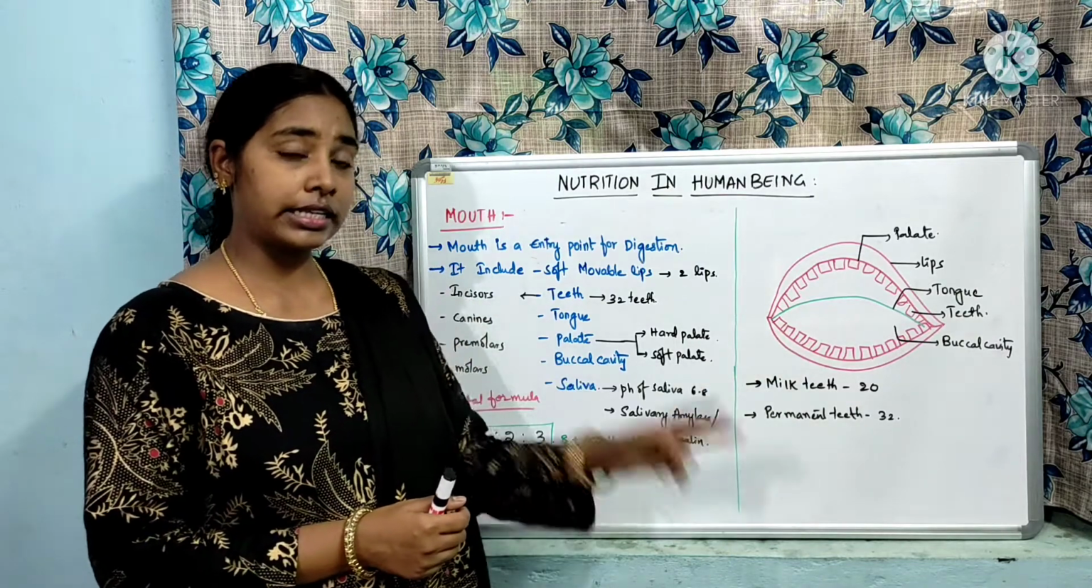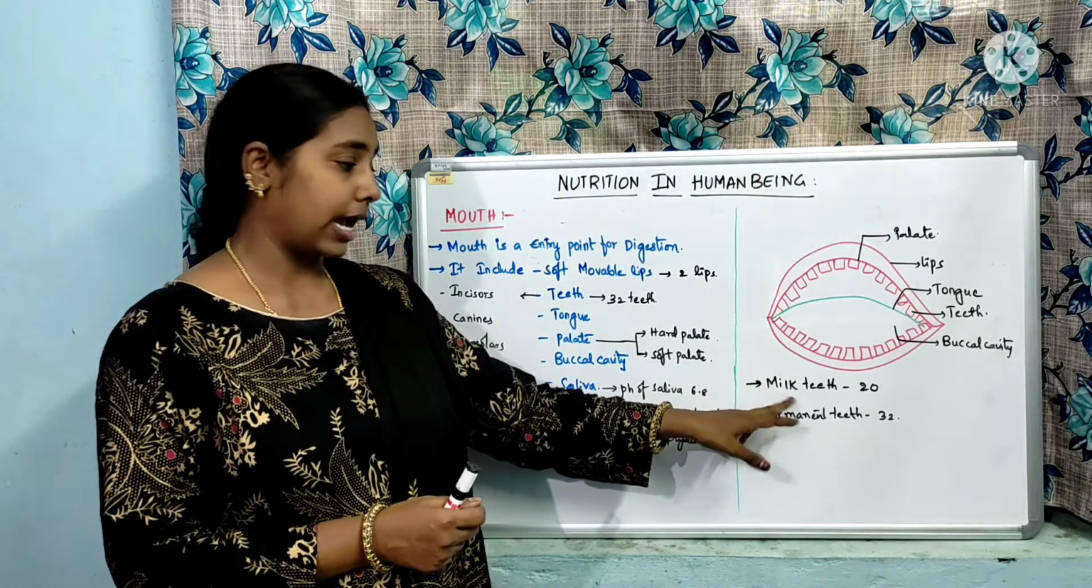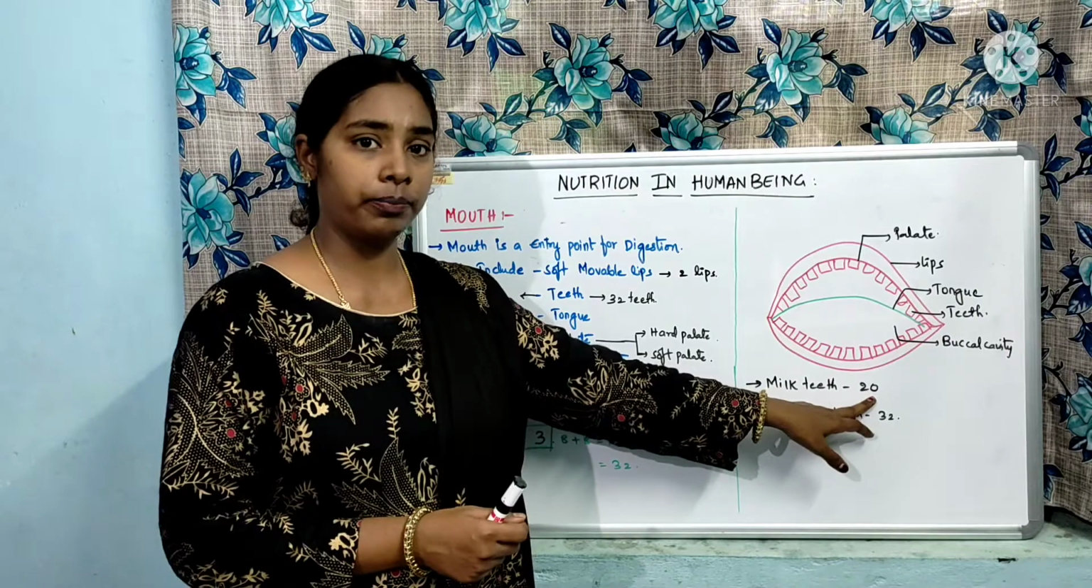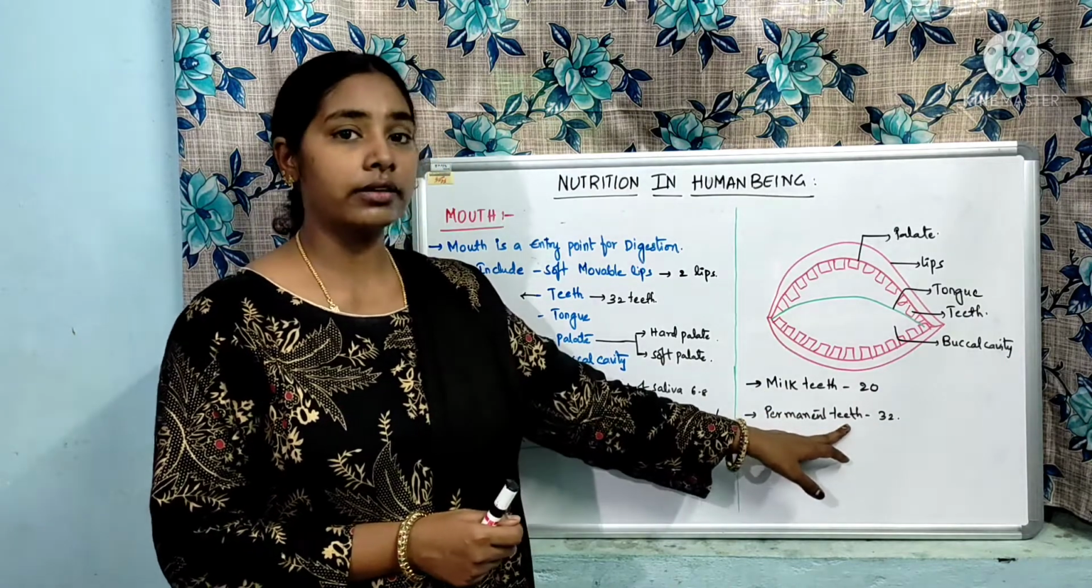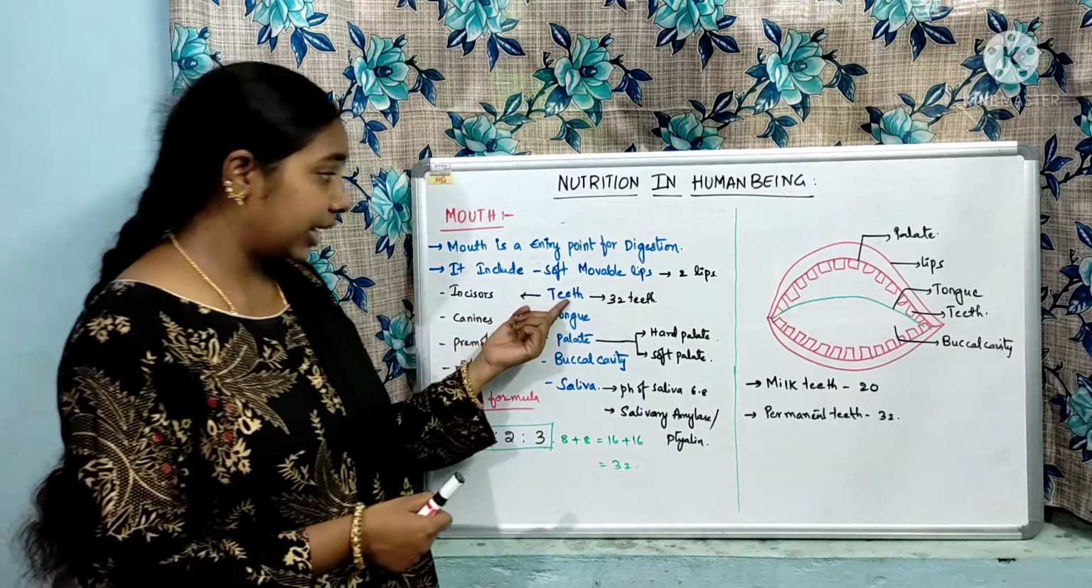Yes, we get teeth 2 times. One are milk teeth and another are permanent teeth. Milk teeth are 20. Next, permanent teeth are 32. It's very important.